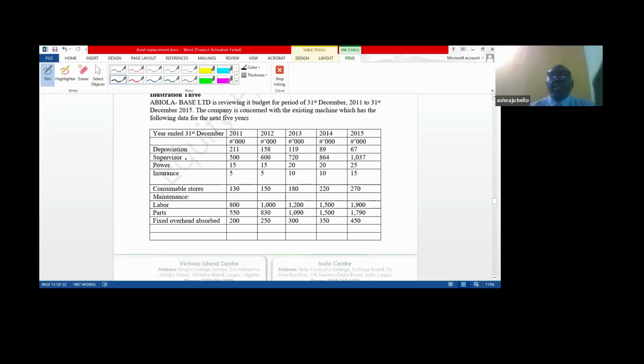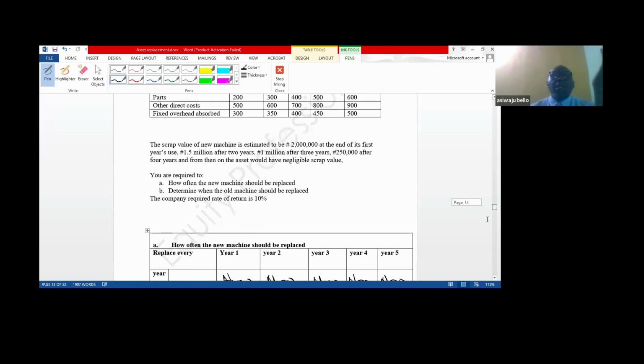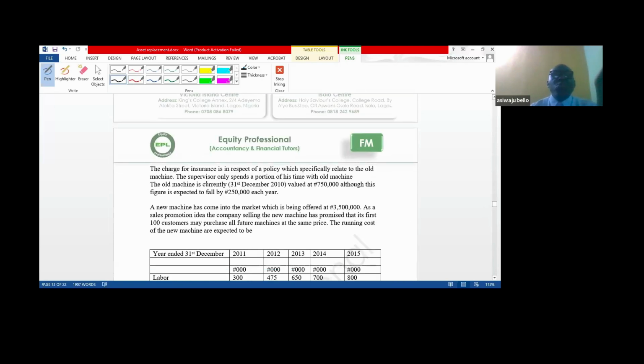Supervisor salary. The examiner says the supervisor only spends a portion of his time with the old machine. That means the supervisor has other work. Whether it comes to the old machine or not, you are going to pay the supervisor his salary. Hence, supervisor salary is not relevant. He supervises many machines, so it's on salary payments. Supervisory salary is not relevant. We disregard that.